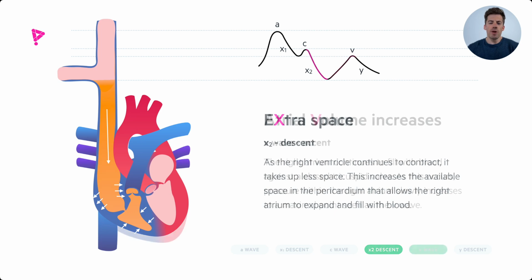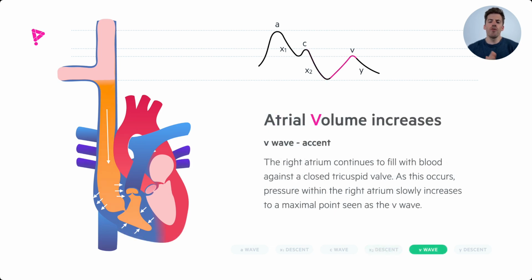We then have the V wave. This represents atrial volume increases. The right atrium continues to fill with blood against a closed tricuspid valve. As this occurs, pressure within the right atrium slowly increases to a maximal point seen as the V wave.